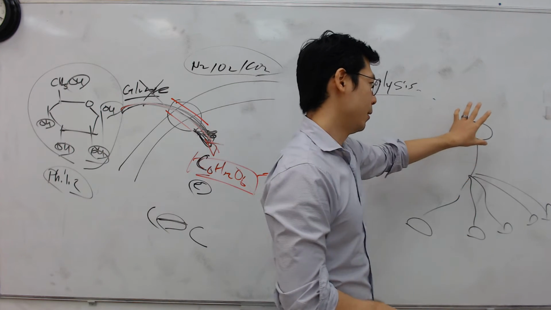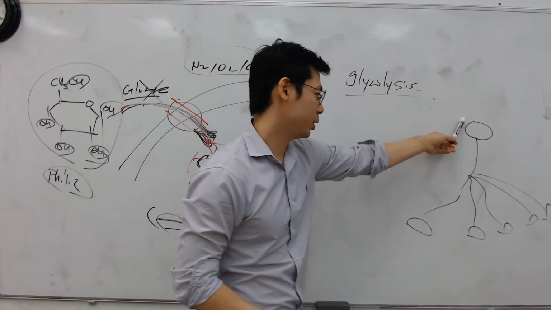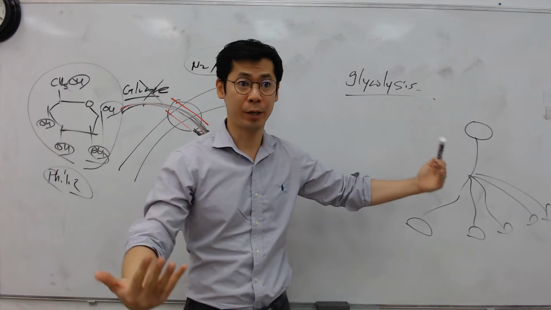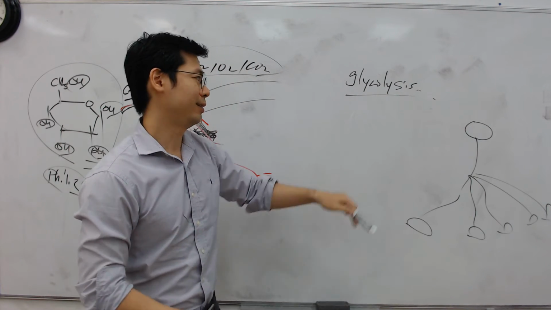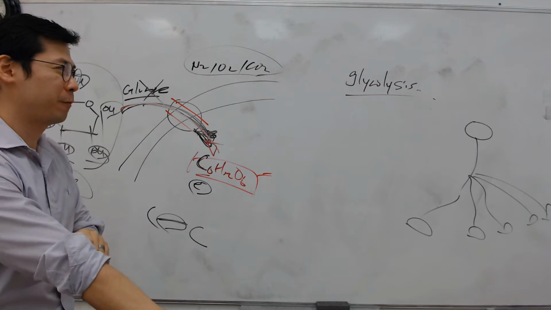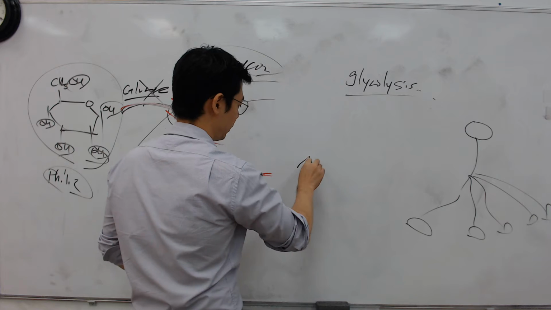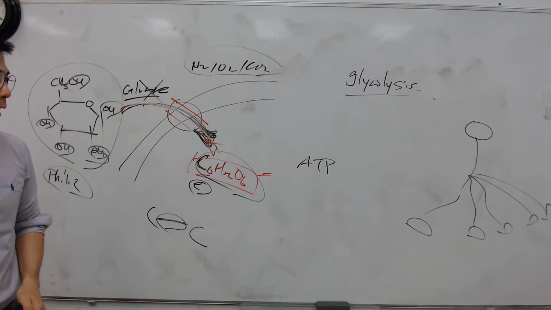But when they say it's a very conserved process, it means every one of these organisms can perform glycolysis. Every cell that's out there can do this, at least glycolysis, because that's the very fundamental process to produce ATP from a simple glucose molecule.